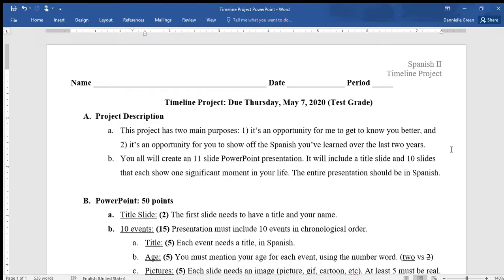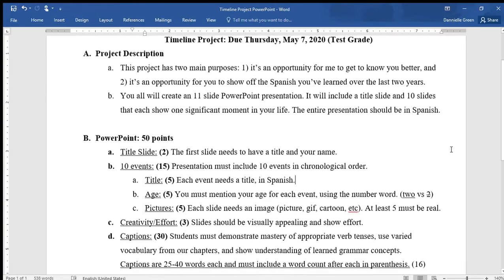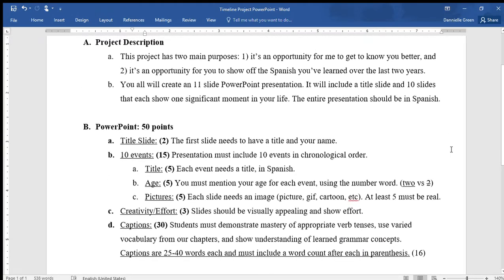Now, the purpose of this project is twofold. One, it's an opportunity for me to get to know you better, and two, it's an opportunity for you to show off the Spanish skills that you've learned over the last 2 years. So like I said, you're going to make a PowerPoint presentation. The presentation will be 11 slides long. You'll start with a title slide, and then you'll have 10 slides that show a significant event in your life.